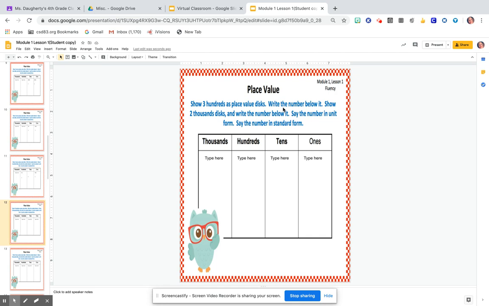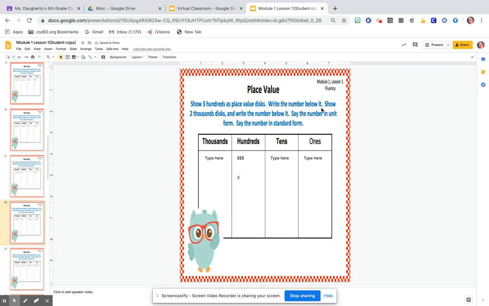Okay, I'm hoping you gave yourself a chance to do this. We're just working on the honor system here. So this one says, show 3 hundreds as place value discs. Well, I have to find the hundreds place value first. So I've got ones, tens, hundreds. So I'm under this column. I have to double click, make sure it's highlighted. And I have 3 of those. So I've got 1, 2, 3. And then I'm going to write the number below it, 3.